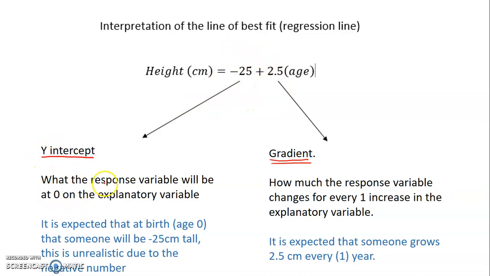The y-intercept tells us what the response variable will be at 0 in the explanatory variable. So in this particular case, it's expected that at birth, or at age 0, someone will be -25 centimeters tall. Because this -25 centimeters doesn't make sense, people are not going to have a negative height, just say that this is unrealistic due to it being a negative number.